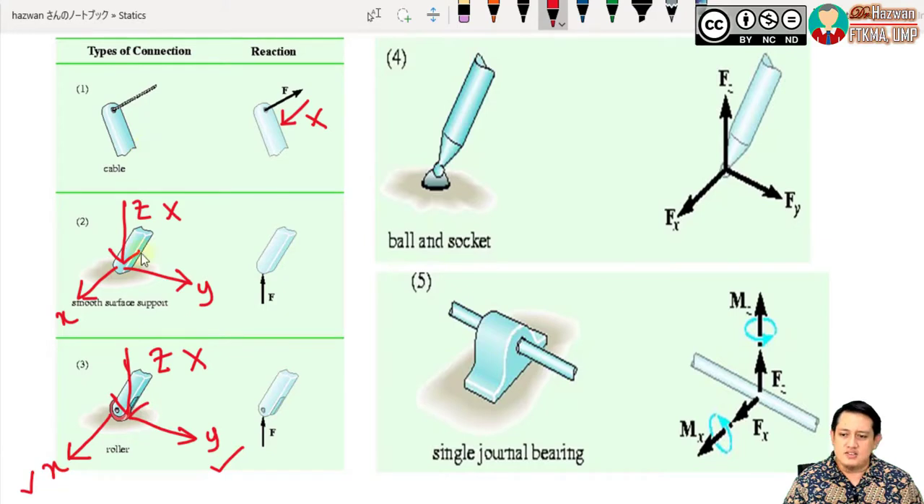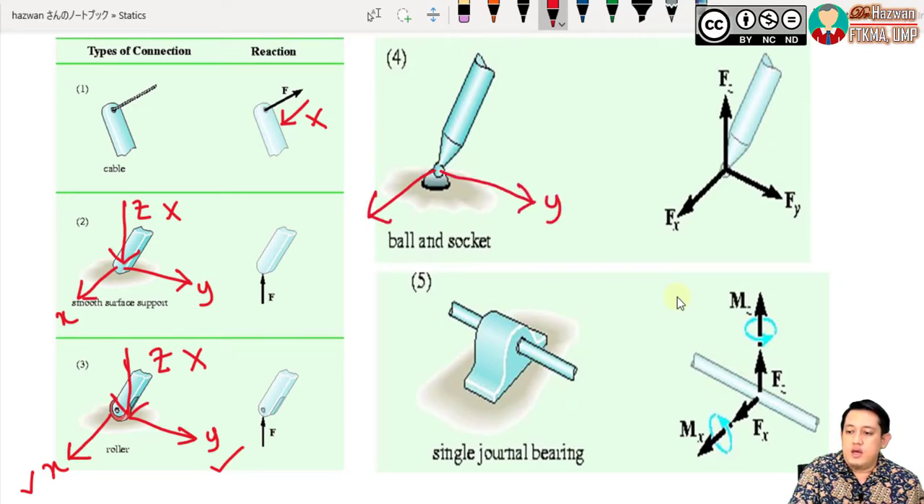Easy. Next, let's take a look at the ball and socket, and also think about moment. For the roller, we only thought about reaction force. So let's take a look at the ball and socket. For the ball and socket here, we have X, we have Y, and also we have Z.